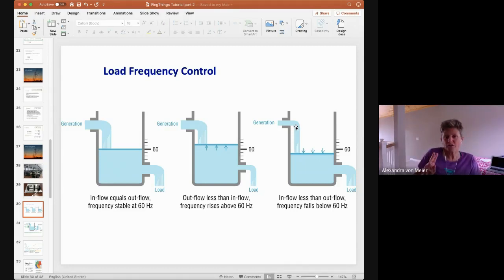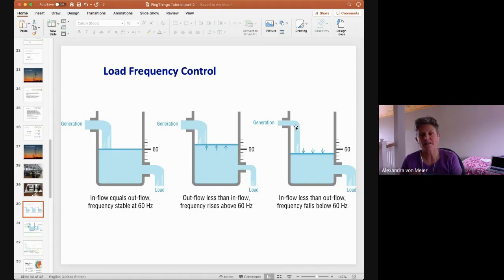There are two objectives that we must distinguish. One, we want to hold the water level constant. We don't want it to be rising or falling very quickly. Two, we would like that constant level to be near 60 hertz, or 50 hertz if we're in another country. So having the frequency be constant is the first goal.